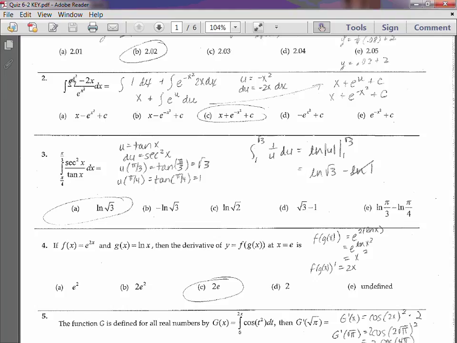Alright, number 2. We've got exponentials happening. If I let u be the denominator, that's not going to help get rid of my negative 2x. If I let u be the numerator, that's not going to help get rid of my denominator there, so let's break it up. A lot of times, guys, consider that when you have adding, subtracting in your numerator. So I have e to the x squared over e to the x squared is just my 1. Then negative 2x over e to the x squared gives me this guy here.